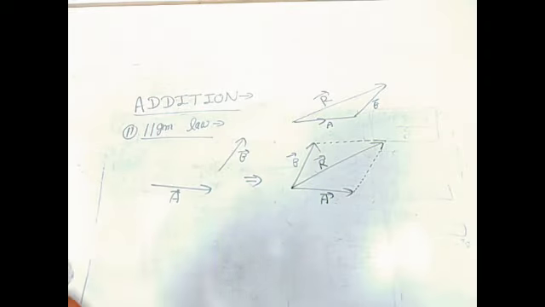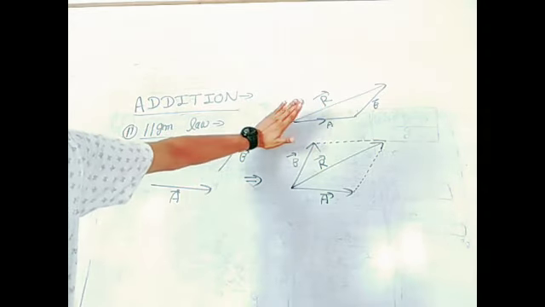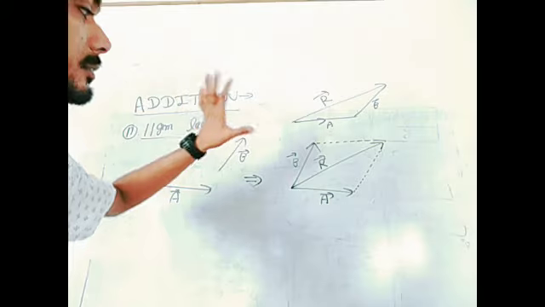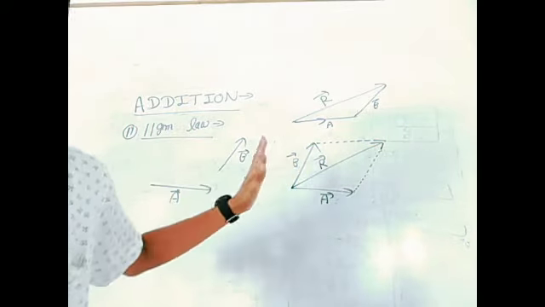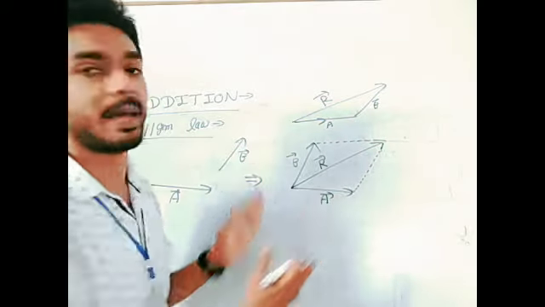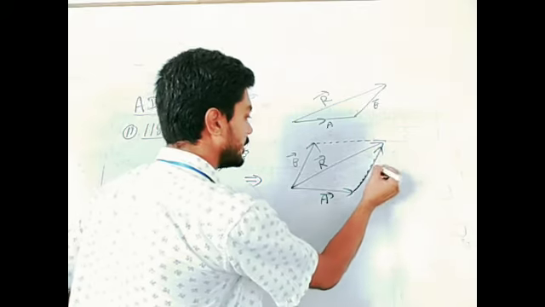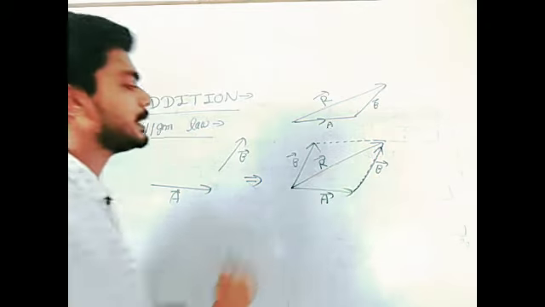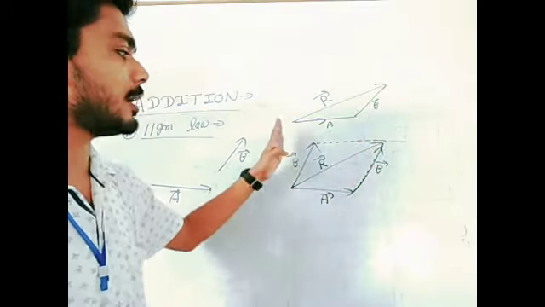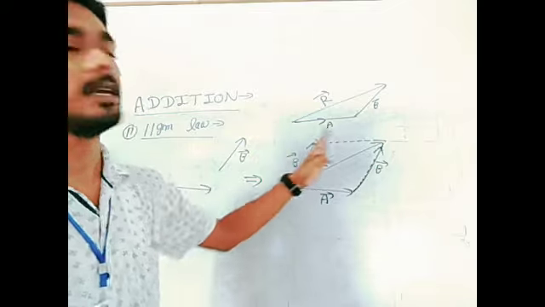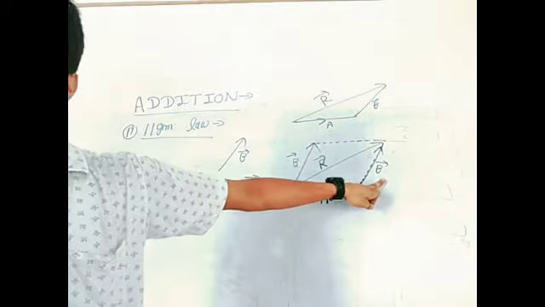Students, you can see that in these two laws, triangle law and parallelogram law, there is no difference, because you all know very well that opposite sides of a parallelogram are equal and parallel to each other. If this is vector B, then this will also equal B, because these two vectors are equal vectors: sides of parallelograms are equal in magnitude and parallel to each other. Then if this is B, the opposite side will also be B.